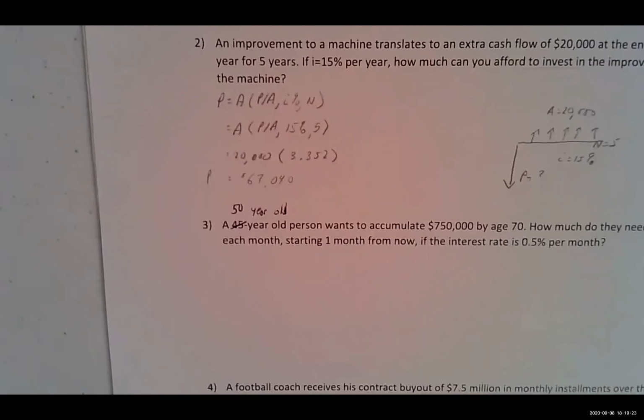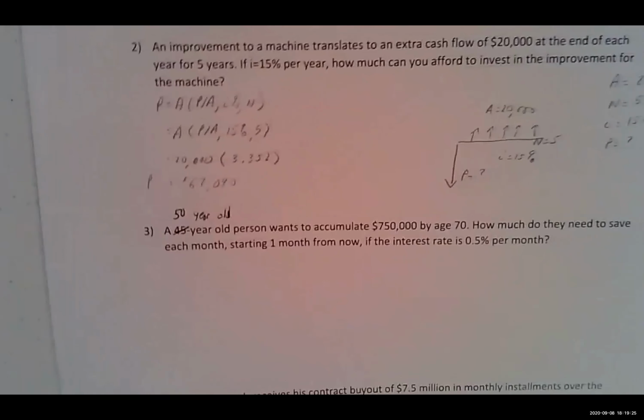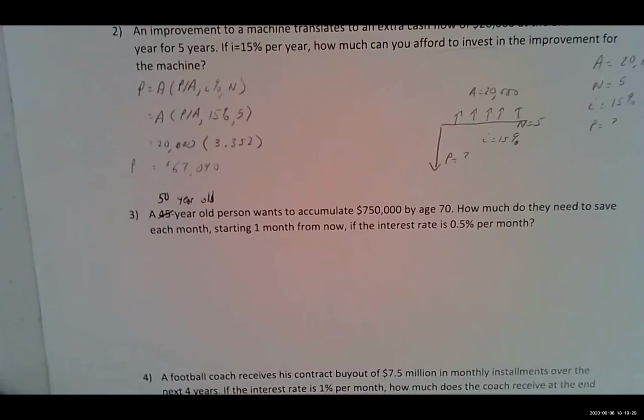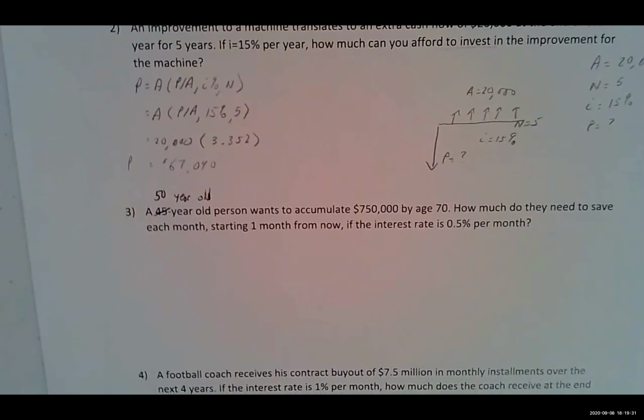All right, I did change this problem because the tables I uploaded didn't have an N of 45, so you need to change that to 50. But this one says a 50-year-old person wants to accumulate $750,000 by the age of 70. Okay, so at the age of 70, they want to have $750,000. How much do they need to save each month starting 1 month from now if the interest rate is 0.5%?